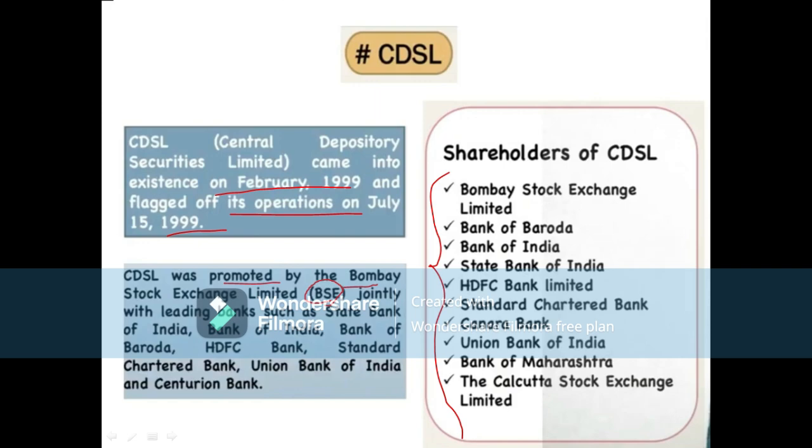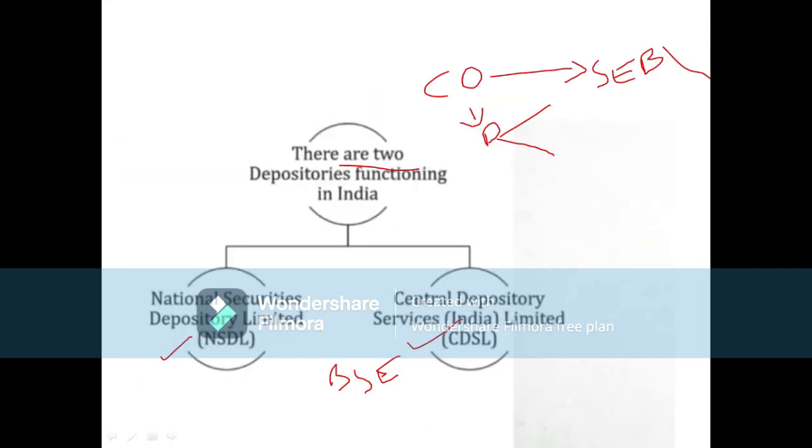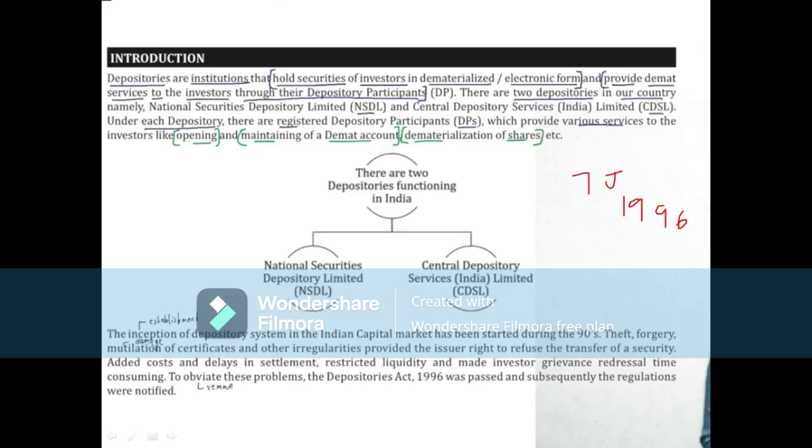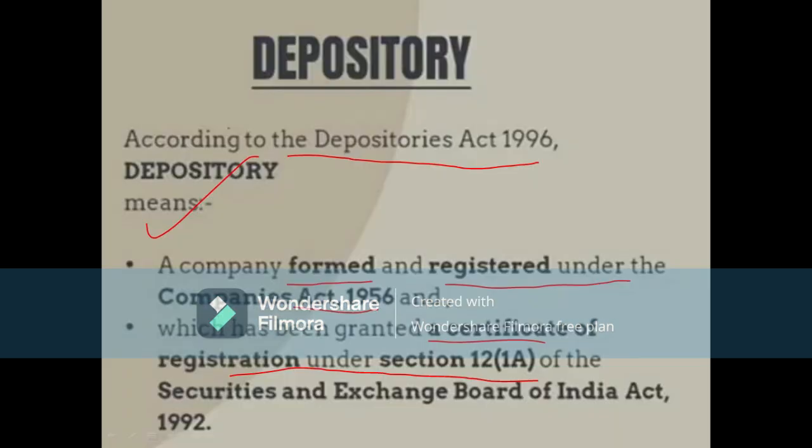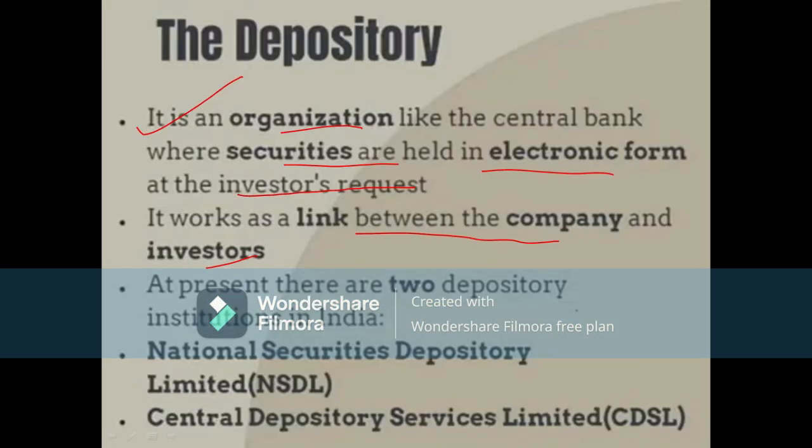Under these primary depositories, BSE and NSE will be there, and the trading will be done under BSE and NSE. Then we are seeing the features of the depository. These are all the features of the depository. What does a depository mean?